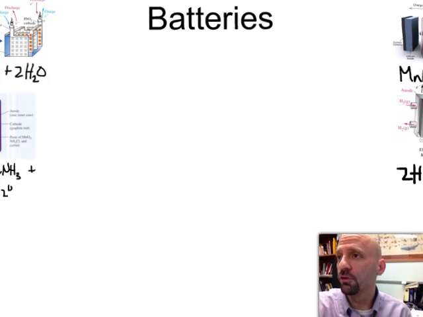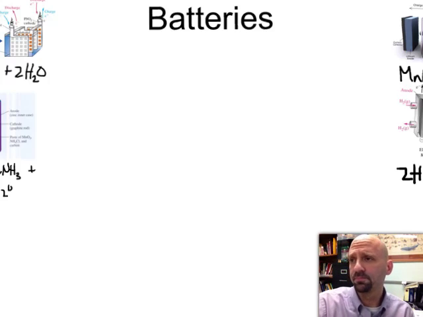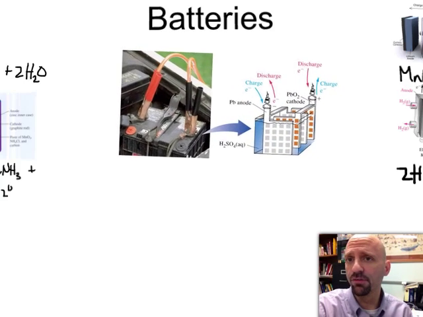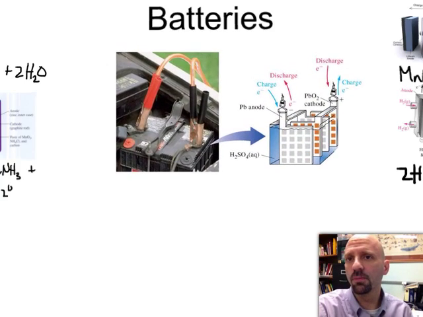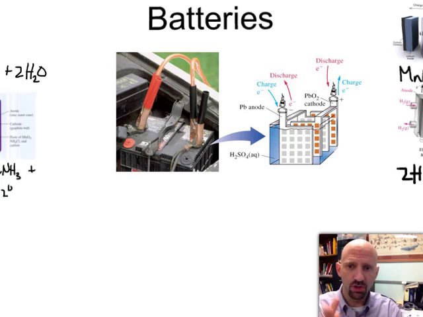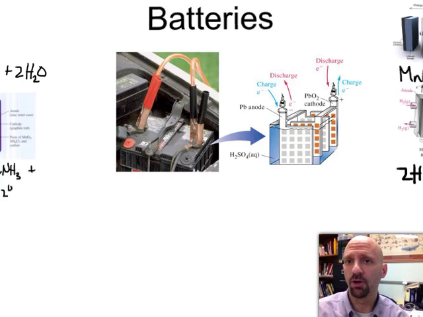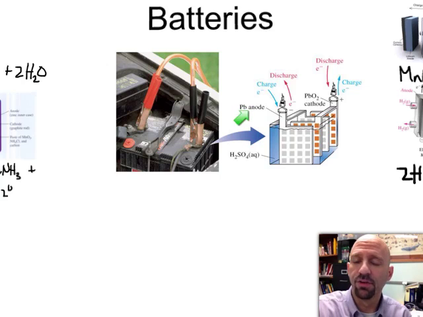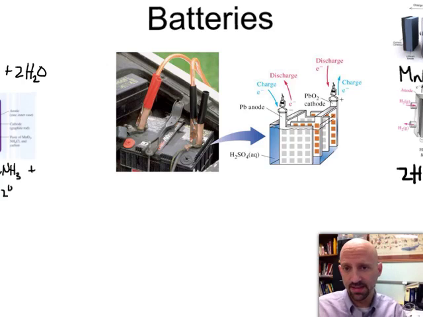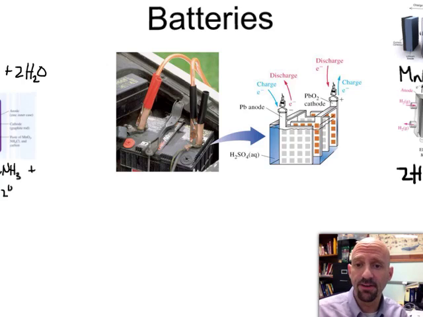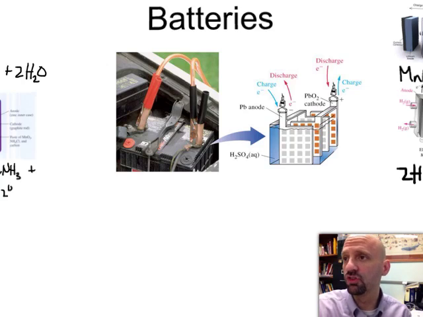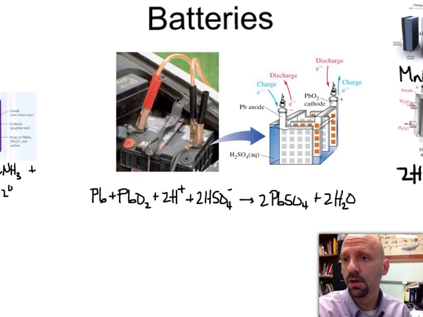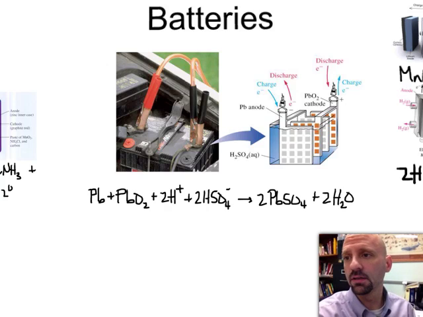So without further ado, let's start with perhaps one of the most important batteries of all time, and that is the car battery. Here's a picture and a schematic of a car battery. As you can see in the schematic, car batteries are built off of lead anodes and lead oxide cathodes. So the lead is going to get oxidized, and the lead(IV) oxide is going to get reduced. Here's the chemistry for that battery.